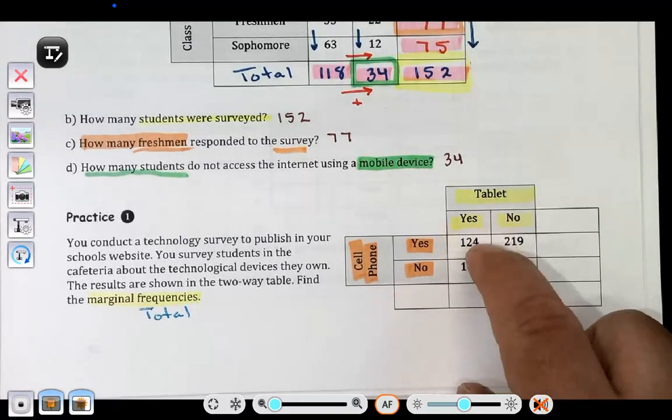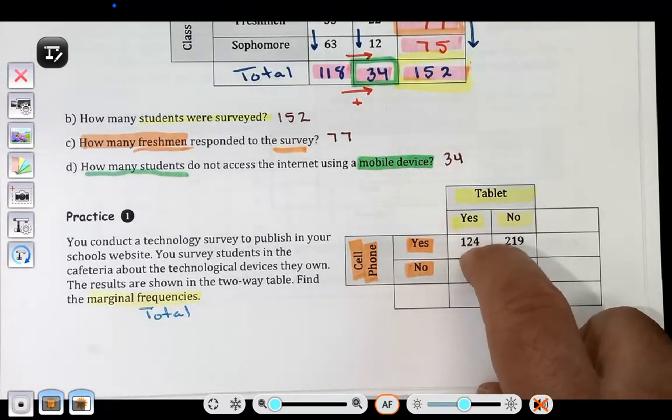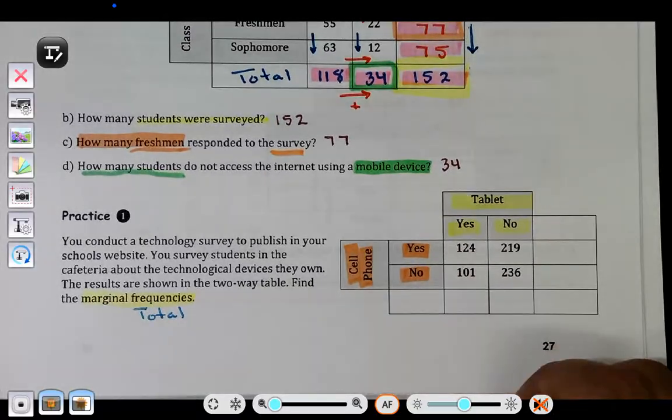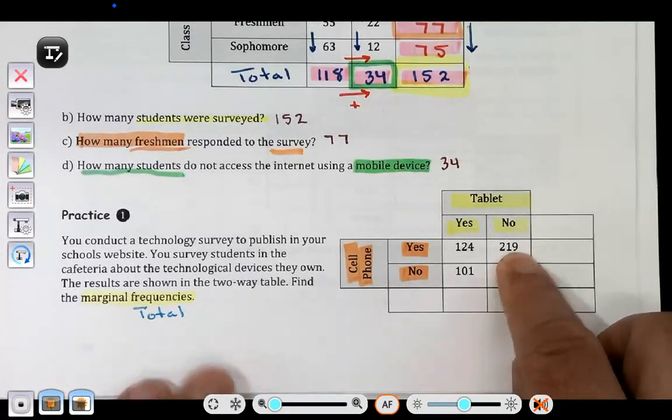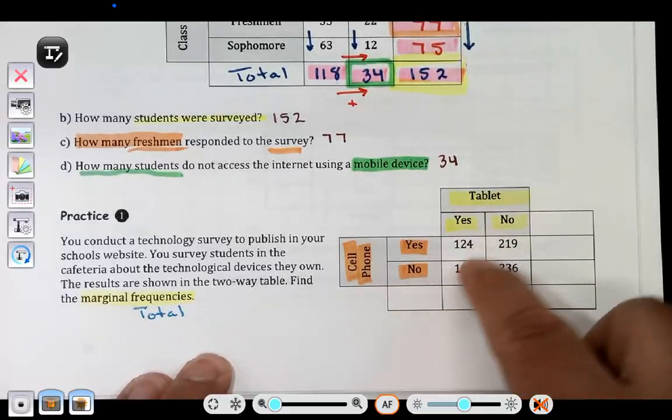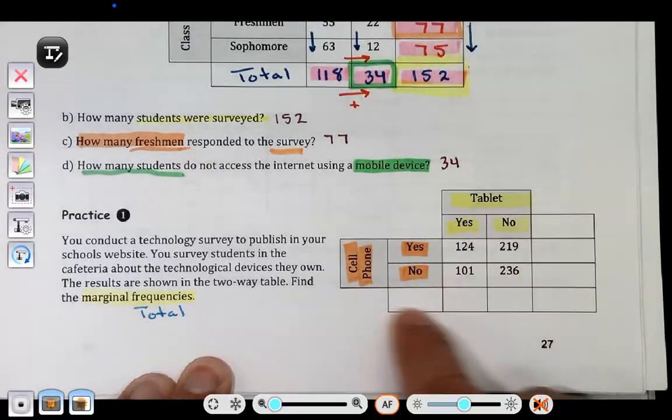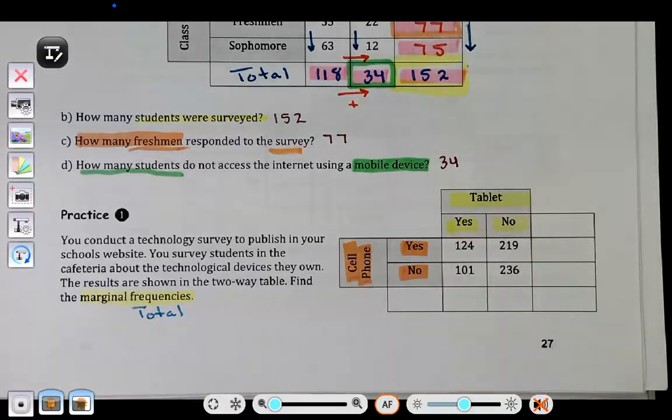124. They said yes to tablet and yes to cell phone. 124 kids have a cell phone and a tablet. How many of them only have a cell phone but not a tablet? There it is, the 219. Okay? So we can ask you questions about these numbers as well. It's not always going to be these out here. But all they wanted me to do was fill it out.